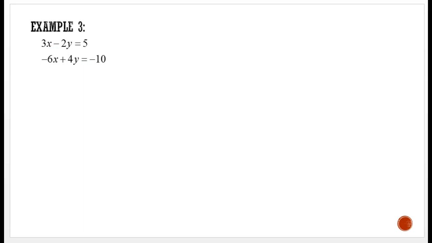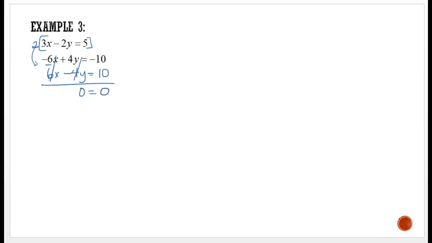Let's try another one. Again, I want to get rid of a variable. I'm going to choose x again, not that I have to, but I can see a clear way to get rid of this. If it's -6 here, I need this to be +6. So I'm going to multiply through by 2. When I distribute that, I get 6x minus 4y equals 10. So -6 plus 6 is 0. 4y minus 4y is 0 equals negative 10 plus 10 is 0.